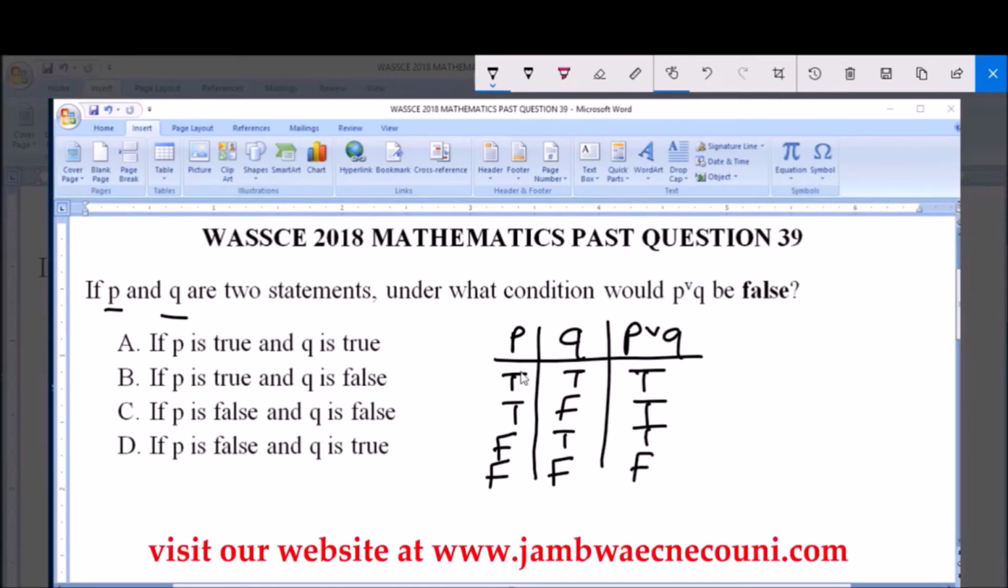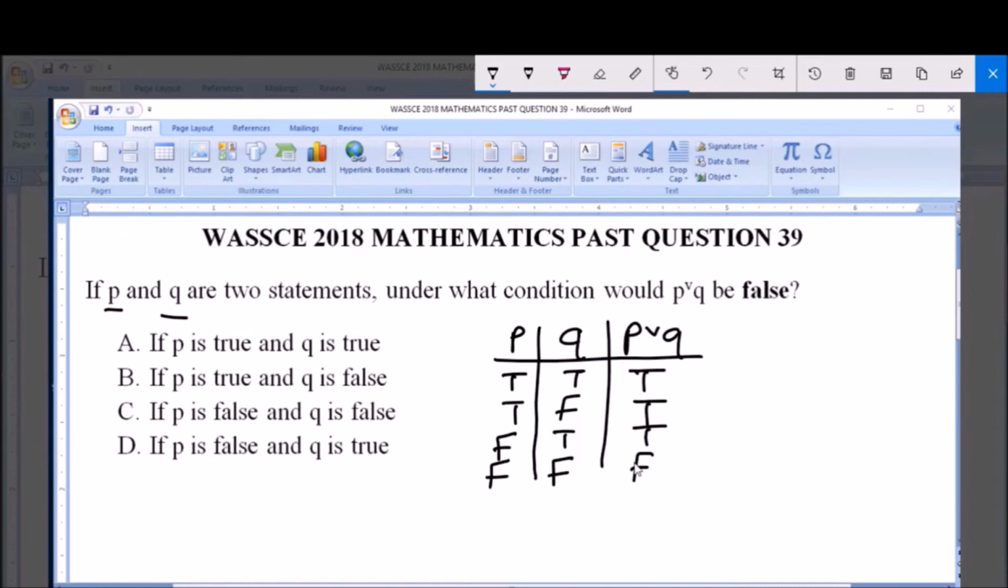Now this means that when P is true or Q is true, it is true. When P is true or Q is false, it is also true. Now when P is false or Q is true, it is also true. Now when P is false or Q is false, then the statement is false. So now you see that P or Q is only false when P is false and Q is false.